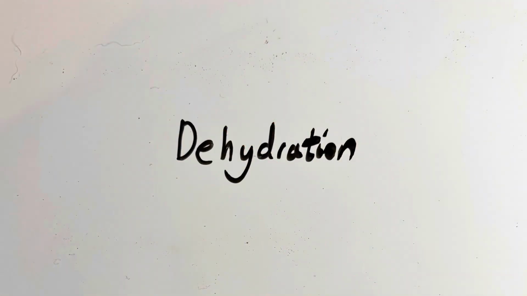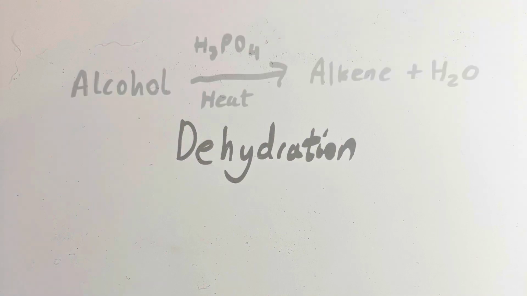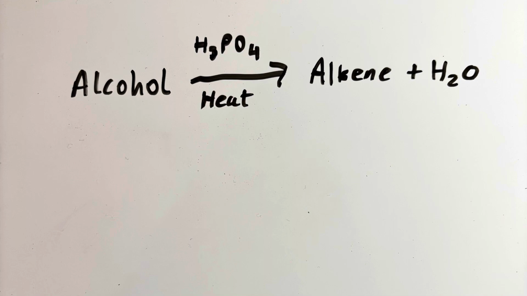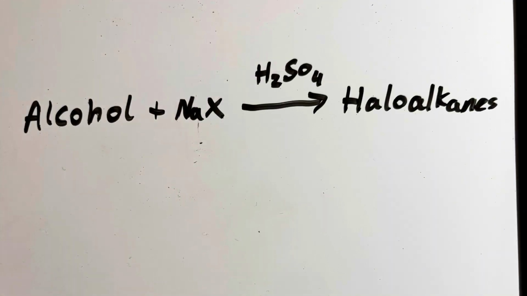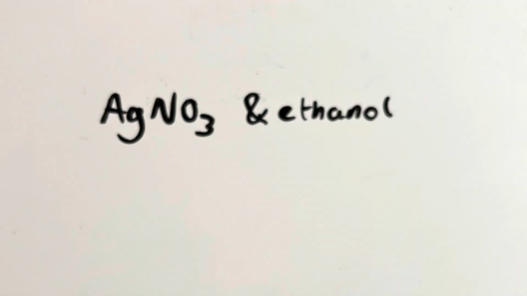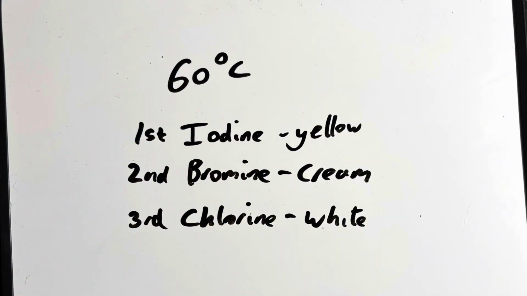Now, you can also dehydrate alcohols, and like the name suggests, this is when you remove water. And you do this using phosphoric acid and heat, and it creates an alkene and an H2O molecule. Reacting sodium halide with an alcohol gives you a haloalkane. You can test for the type of haloalkane using sodium nitrate and ethanol. At 60 degrees Celsius, iodoalkanes form a yellow precipitate, bromoalkanes form a cream one, and chloroalkanes form a white one.